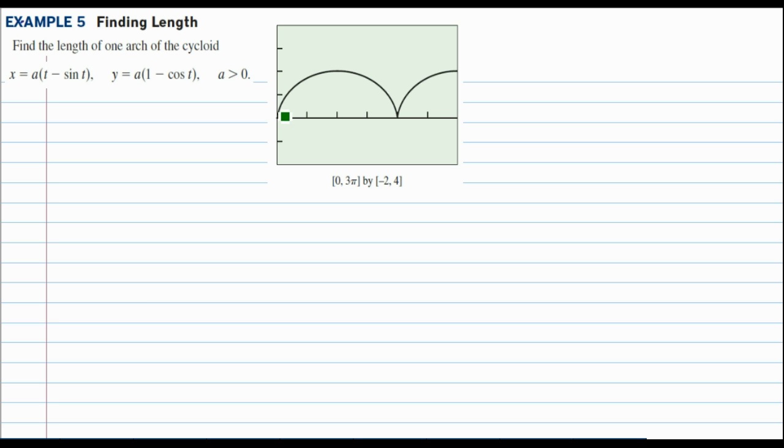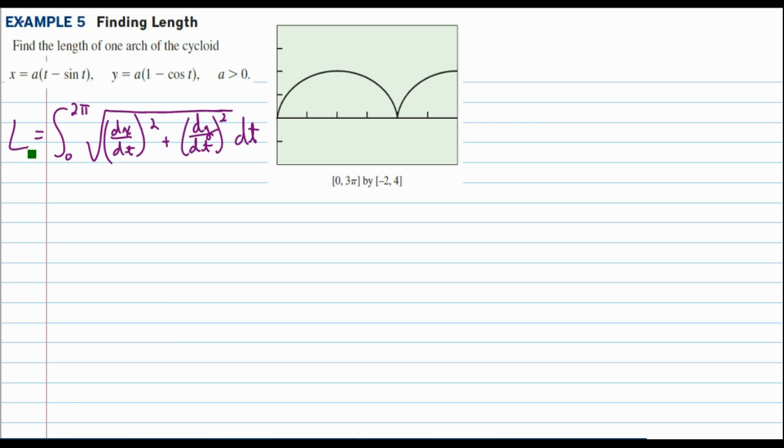Now, this cycloid, remember, follows the point on the circumference of the wheel as this wheel turns on the x-axis. One full turn is 2 pi. Plus, you can also look at the x-axis here. We are looking for the length of a curve from 0 to 2 pi.